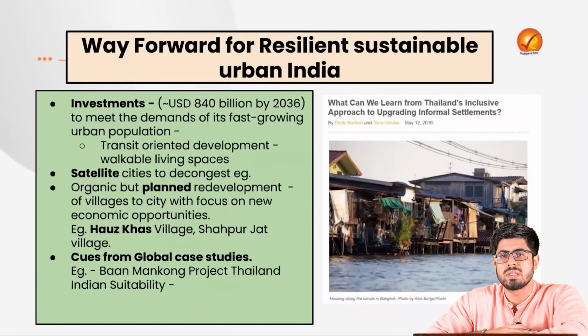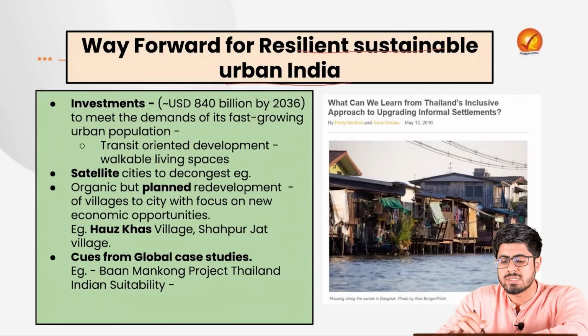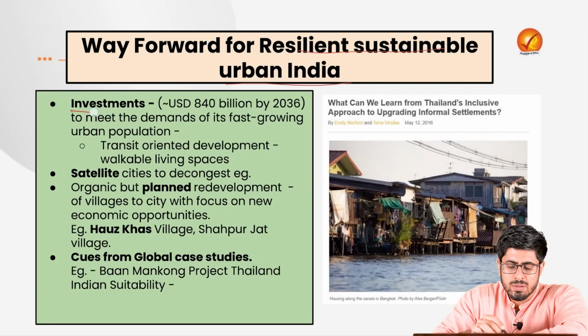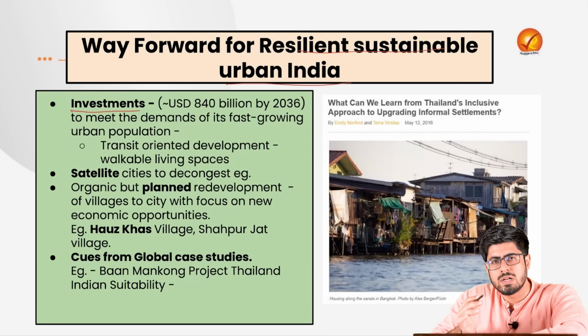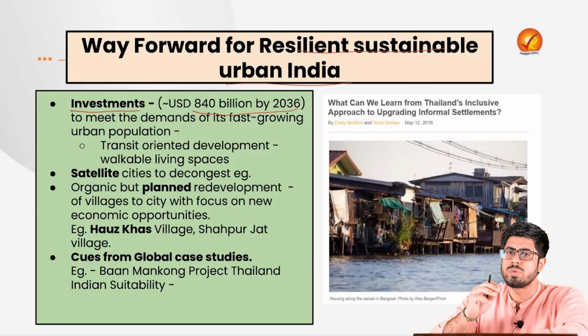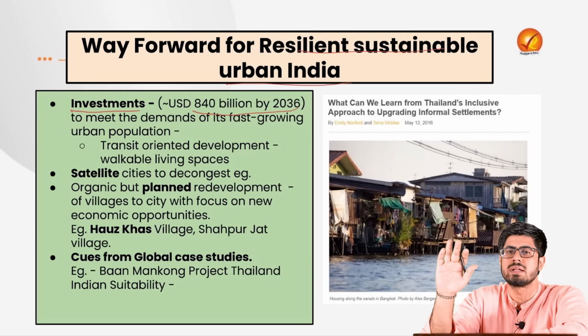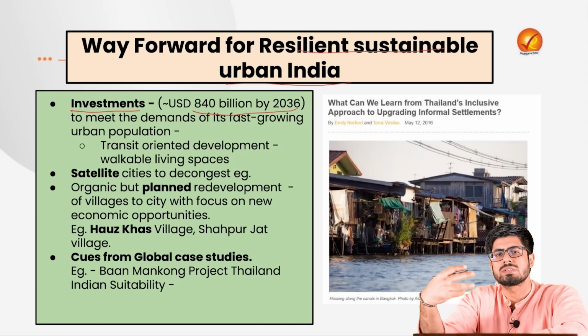How do we go about it then? How do we make India a more resilient and sustainable urban India? We can do that by first starting with investment. As per the World Bank report, at least $840 billion is required to be pumped into Indian cities by the year 2036 to give them the basic infrastructure that is required for sustaining an urban area.